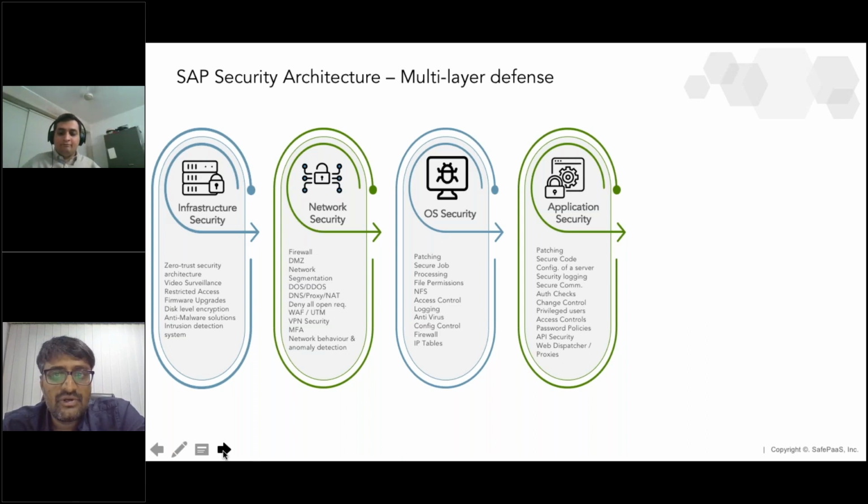And another thing is API security, because nowadays SAP is getting integrated with many other systems, like cloud-based or any other systems through API communications, REST or the SOAP-based communications. So whatever the APIs we are exposing, that should be properly scrutinized in terms of the security aspects.